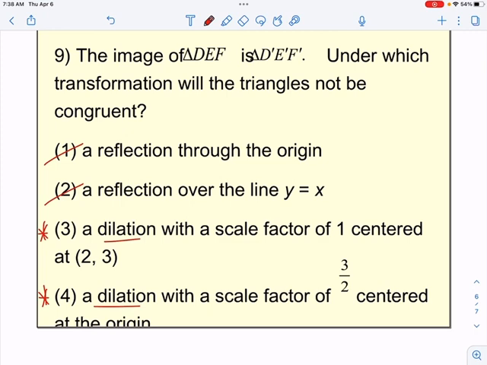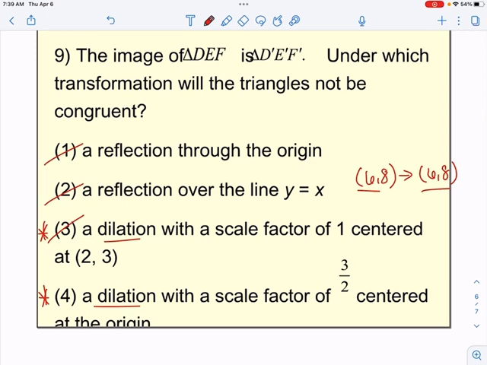A dilation with a scale factor of 1, let's say you started with the point 6, 8. If you have a scale factor of 1, that just means that you're multiplying X and Y by 1. 6 times 1 is 6, 8 times 1 is 8. That point did not change. That is not going to change the size. But in 4, now you have a dilation of a scale factor of 3/2 centered at the origin. That is absolutely going to change the size of your figure.